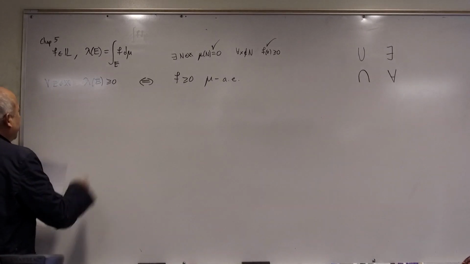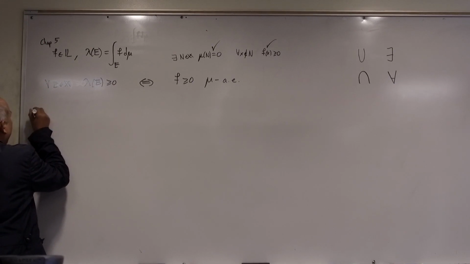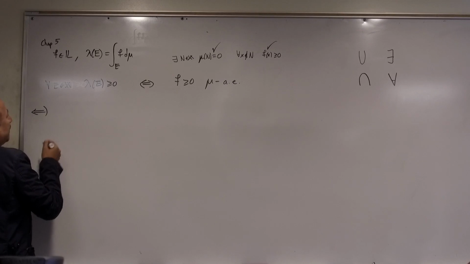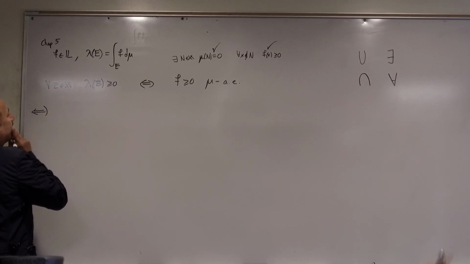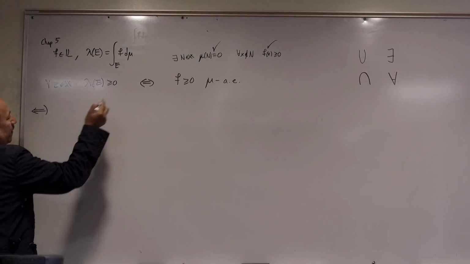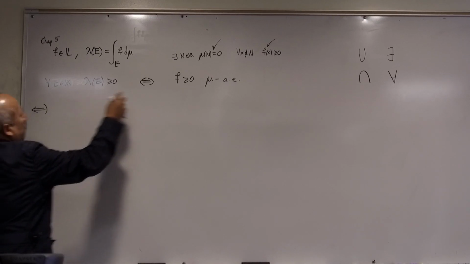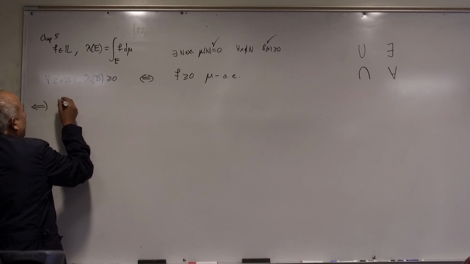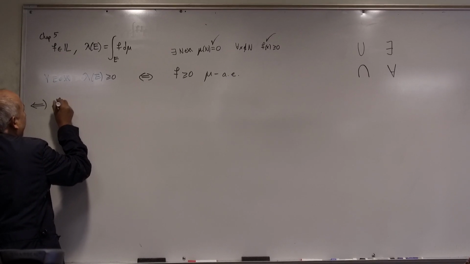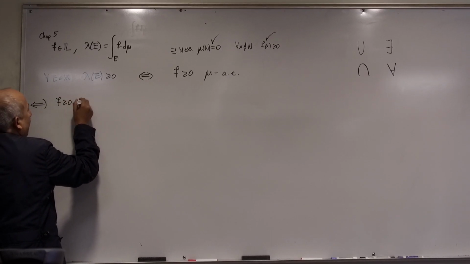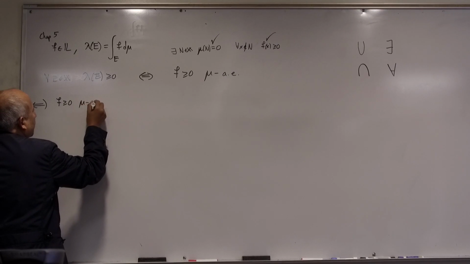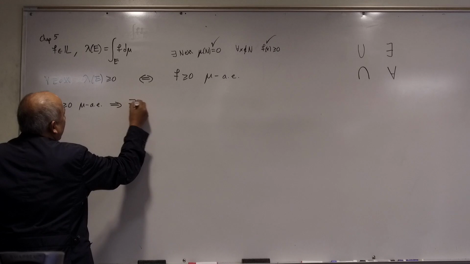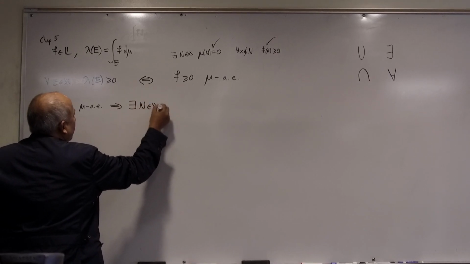The other direction is easier. It's more intuitive and faster. So it's the same technique. I know that f is greater than or equal to 0, right? So f greater than or equal to 0 mu almost everywhere implies that there exists a set in the sigma algebra.